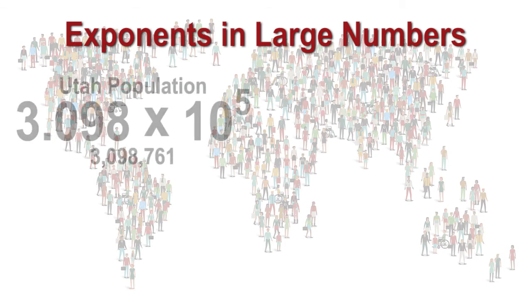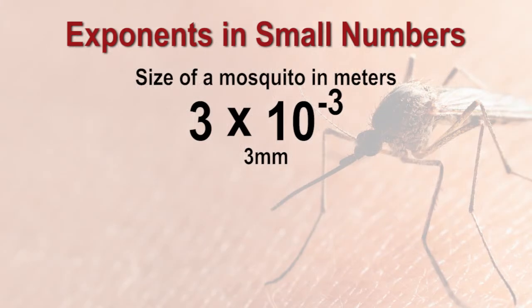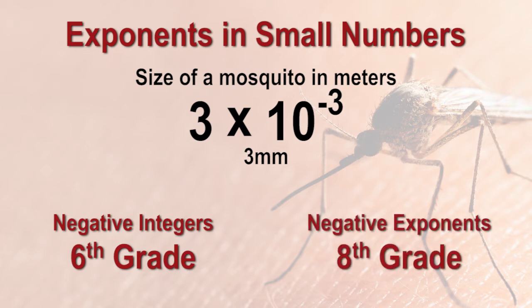Students in 5th grade also will be given examples to relate exponents to real-world contexts such as populations. They will discuss how numbers are written and how they are read aloud. Students may find numbers with a negative exponent to represent small numbers. Students are not introduced to negative integers until 6th grade and negative exponents until 8th grade.